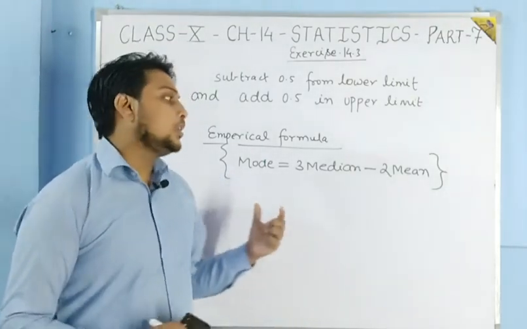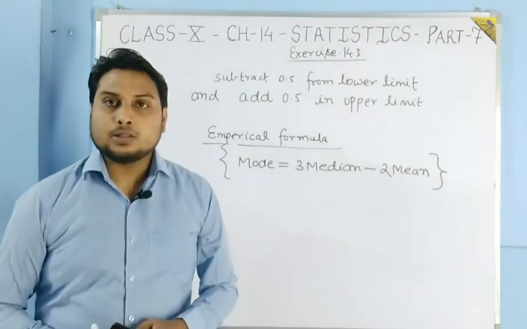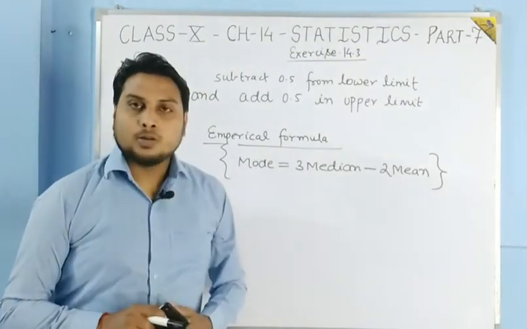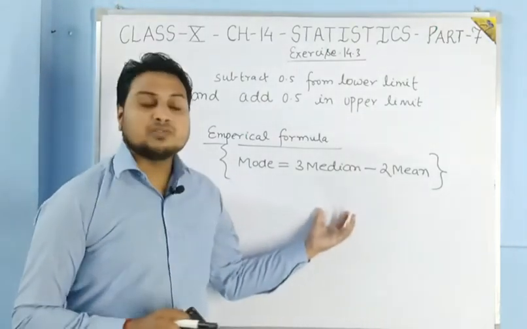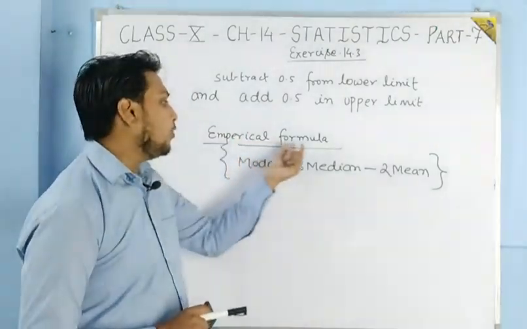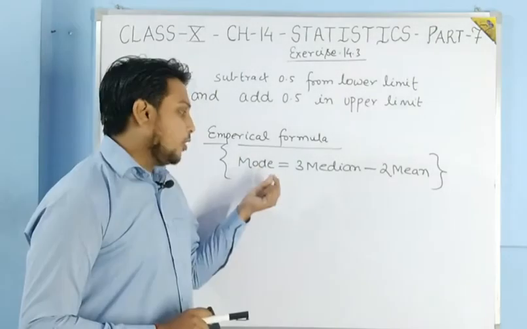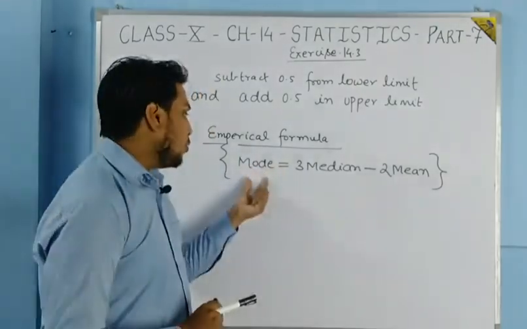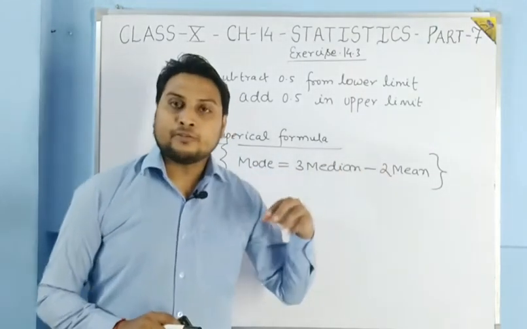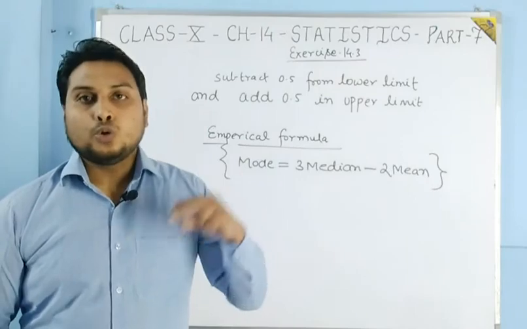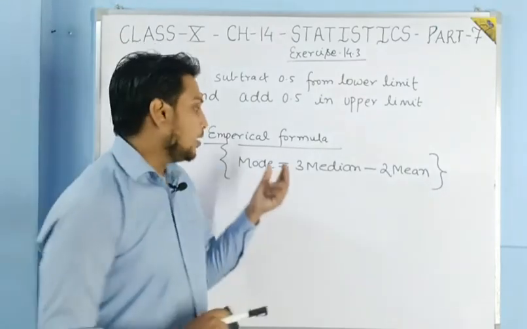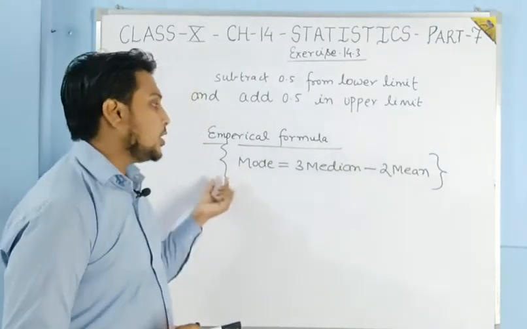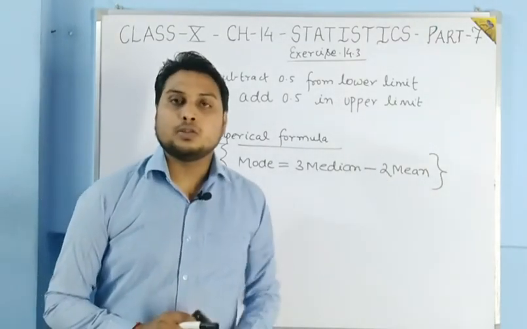We have studied this formula in class 9th also, and we have solved questions based upon this. So this year also the questions can be asked on this formula. This formula is known as the empirical formula, and the formula is mode is equal to 3 into median minus 2 into mean. Mode, median and mean. If in these 3 any 2 are given, suppose mode and median are given, you have to find the mean. So you can just change the formula for the mean and you can solve the question.